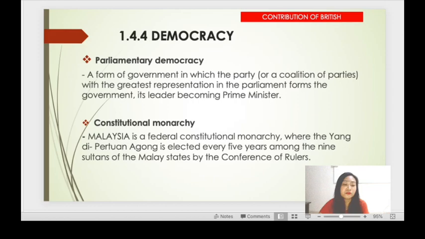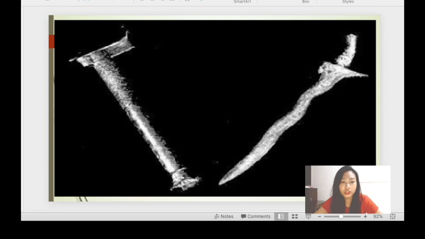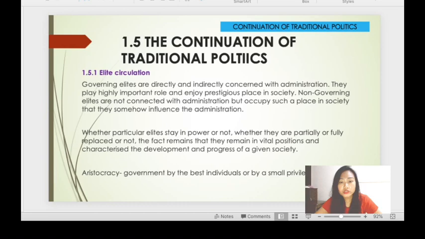Alright, we have come to an end of this chapter. The last topic, 1.5, the continuation of traditional politics. So what are the points that contribute to the continuation? The first one is elite circulation.